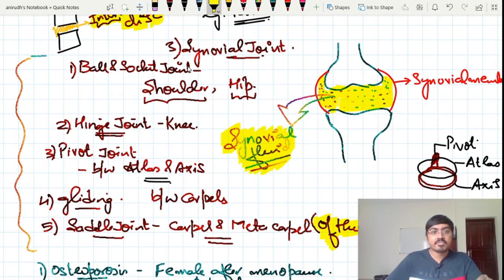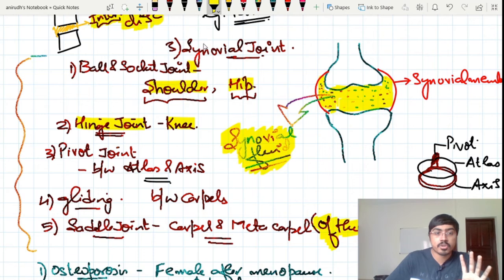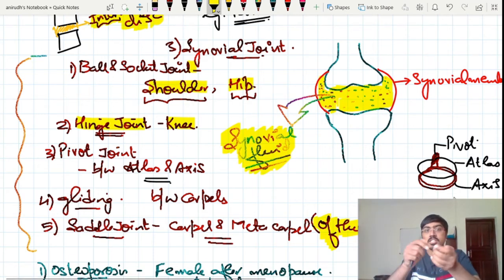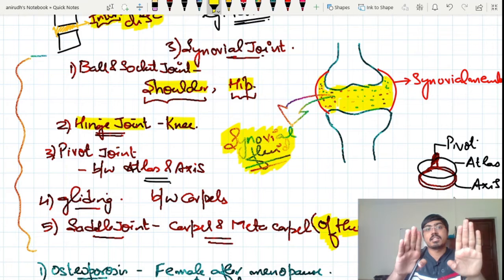Ball and socket joint is the first type, and that is the shoulder and hips. Hinge joint is the knee joint, so you can move it in this particular direction. That is called a hinge joint, right? Never forget that. And the joints between the fingers are also hinge joints. This is how you move your knee also, isn't it? You can just flex it, extend it, flex it, extend it.